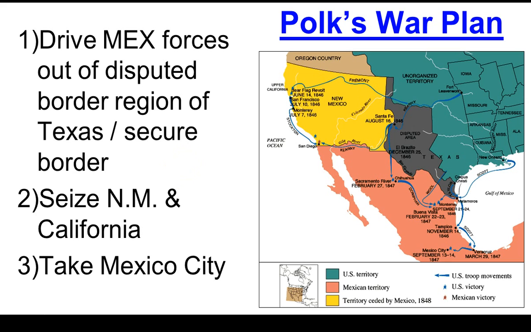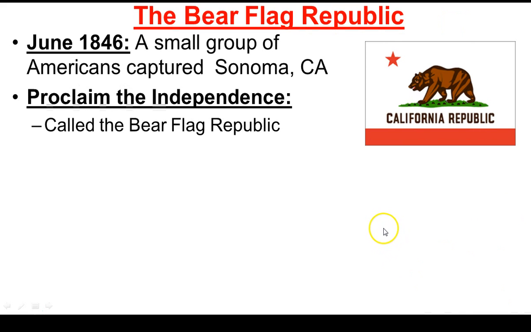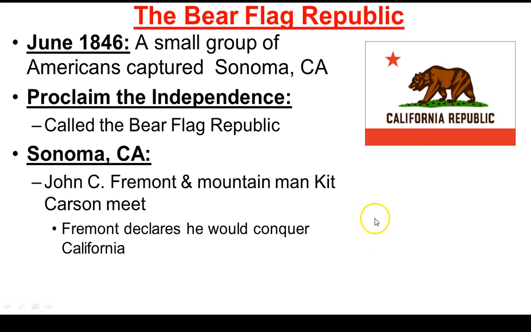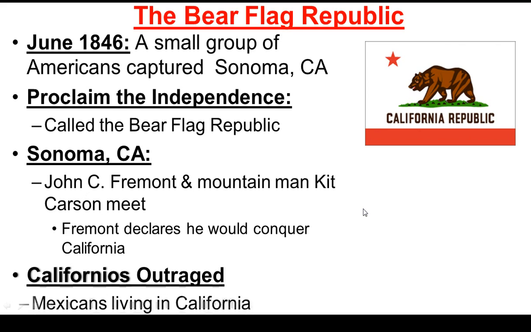Polk's war plan: drive Mexican forces out of the disputed border area, seize New Mexico and California, and take Mexico City, which is way down here. Land at Veracruz, a very old Spanish port where galleons flowed out of here with gold and silver and resources from the new Spanish Empire back in the day, and take Mexico City. It'll all happen. The Bear Flag Republic is established when a small group of Americans capture Sonoma, California. They proclaim independence there, and John C. Frémont, the famous explorer out in the West, and another one, Kit Carson, mountain man of the West, meet together with some of the individuals that are like-minded there, join forces, and basically they go out waging battles and wars to free California.